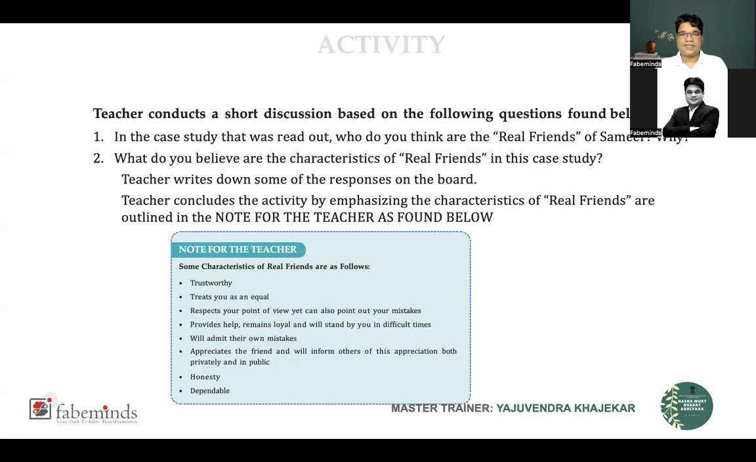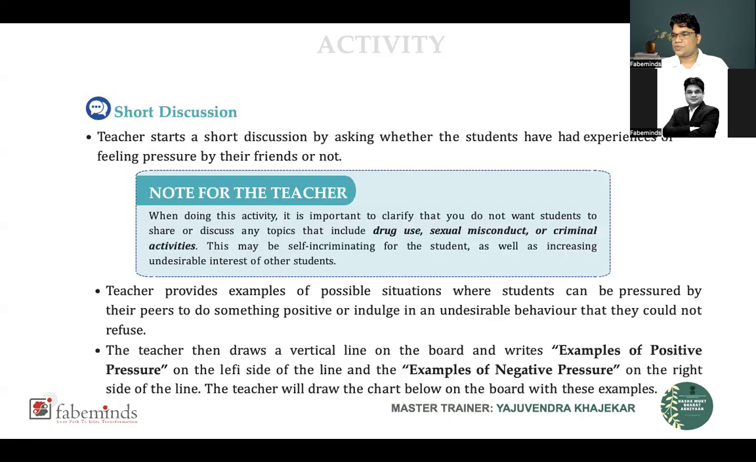Teacher concludes the activity by emphasizing the characteristics of real friends, as outlined in the note for the teacher. Some characteristics of a real friend are as follows: trustworthy, treats you as an equal, respects your point of view, yet can also point out your mistakes, provides help, remains loyal, and will stand by you in difficult times, will admit their own mistakes, appreciates the friend, and will inform others of this appreciation both privately and in public. Honesty, dependable. So all these are some of the characteristics of real friends that the teacher notes.